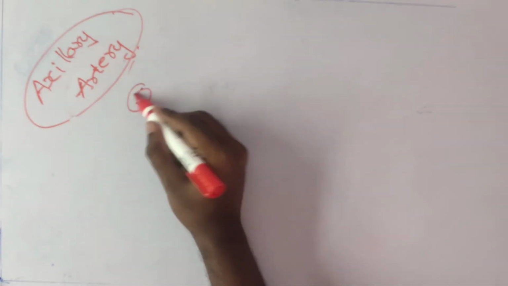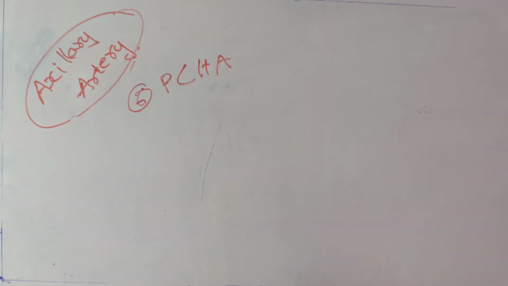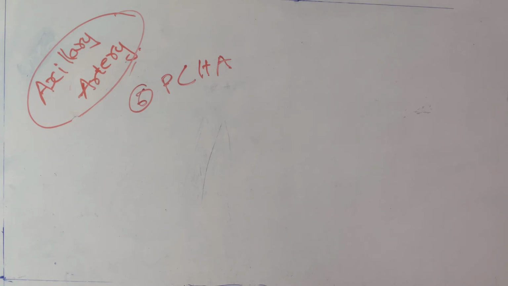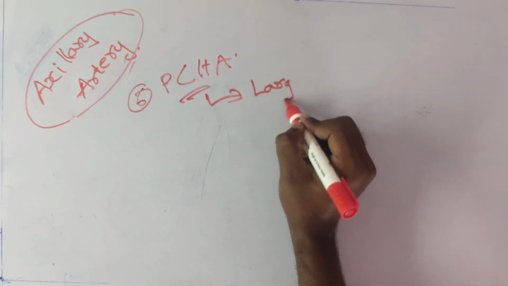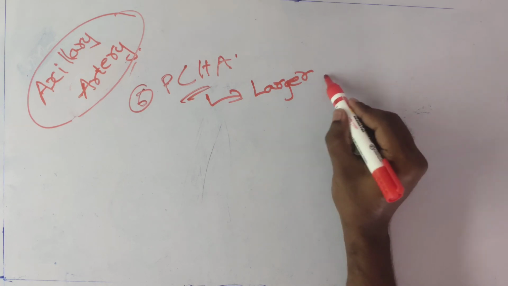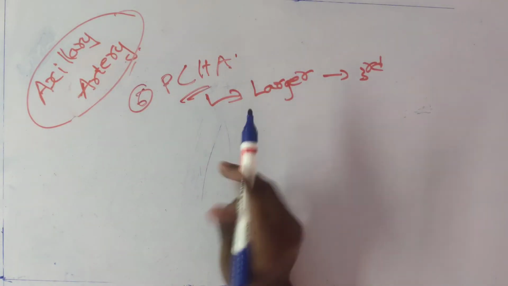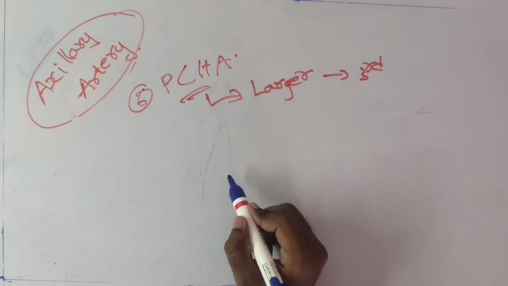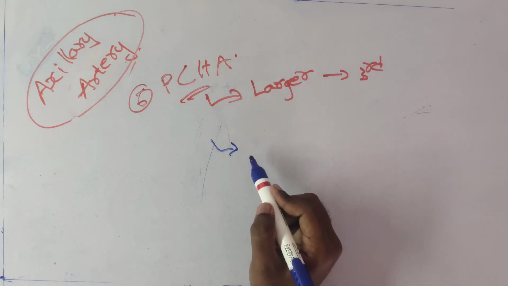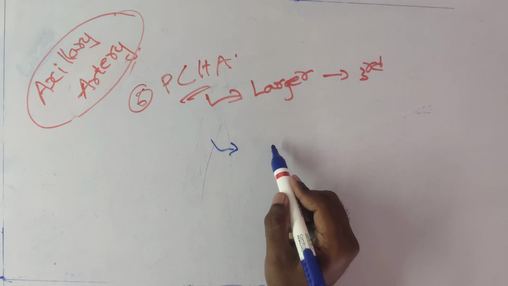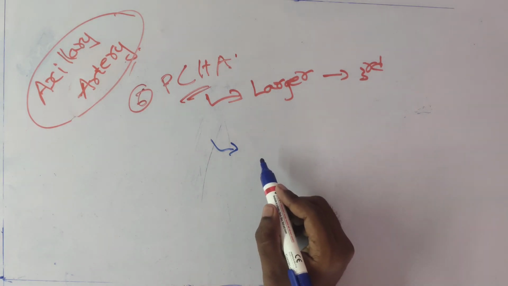Now coming to the last branch, the posterior circumflex humeral artery. It is the largest branch, much larger than the anterior circumflex humeral artery, and it belongs to the third part of the axillary artery. It runs backwards, accompanied by the axillary veins. Accompanied means together. It runs together with the axillary nerve and passes through the quadrangular intermuscular space. We will discuss the quadrangular space later.